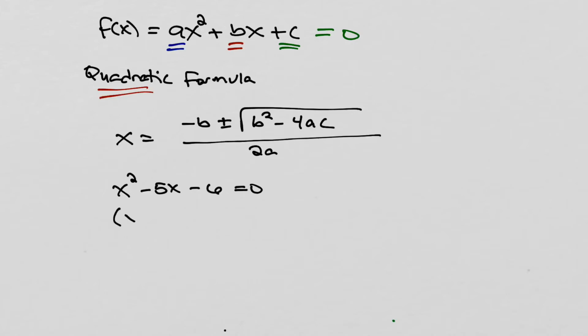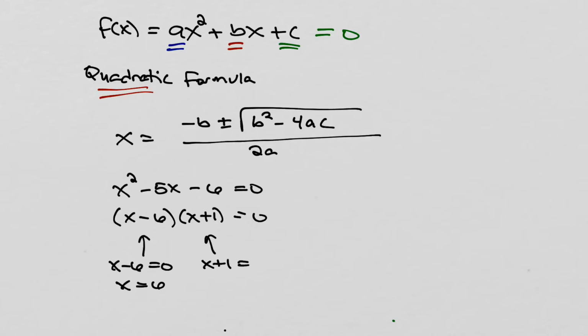This actually factors into x minus 6 times x plus 1, where I could solve this to get x equals 6, and I could solve this one to get x equals minus 1. Right? So we know that those are my two solutions. Let's try the quadratic formula to make sure that we get the exact same thing.